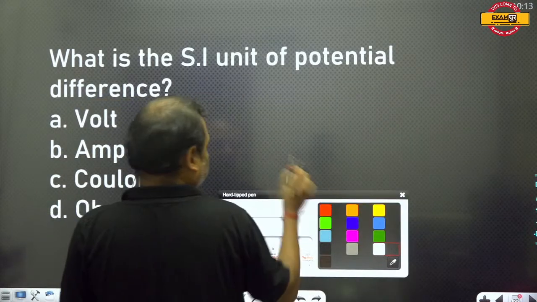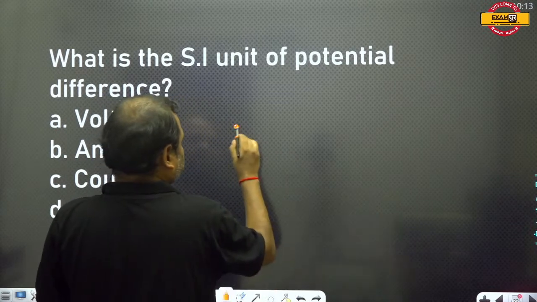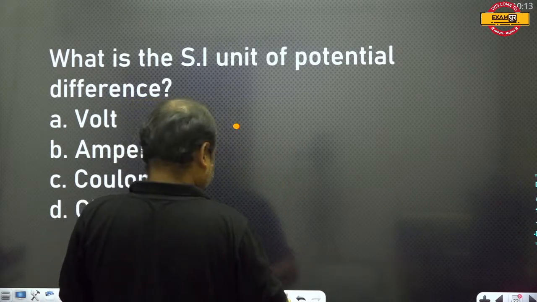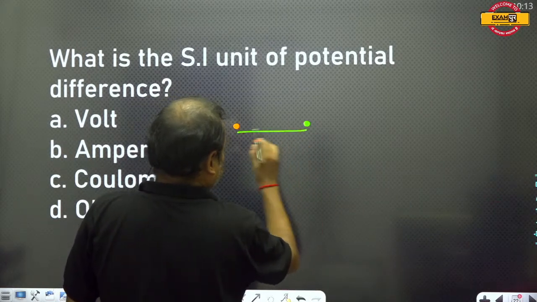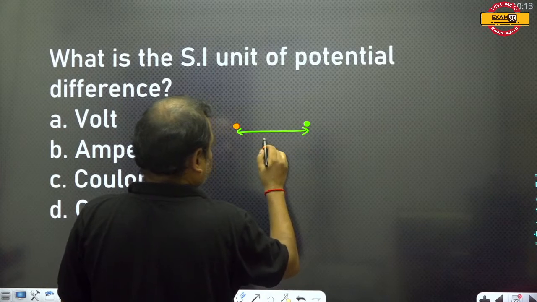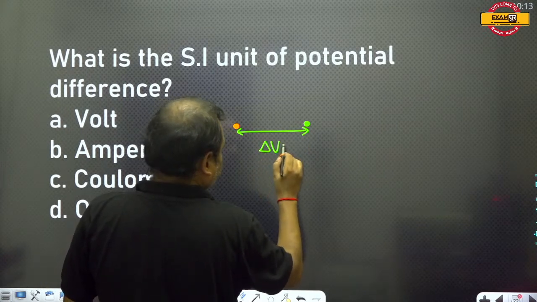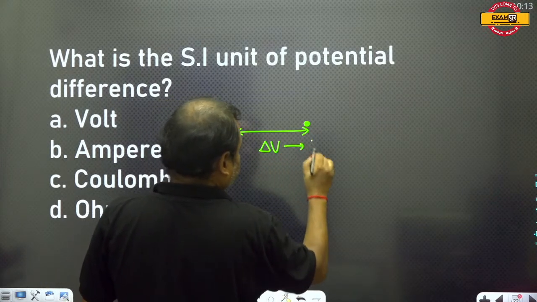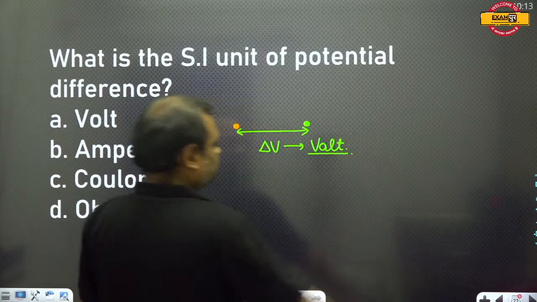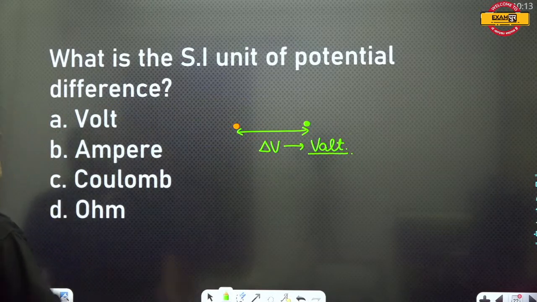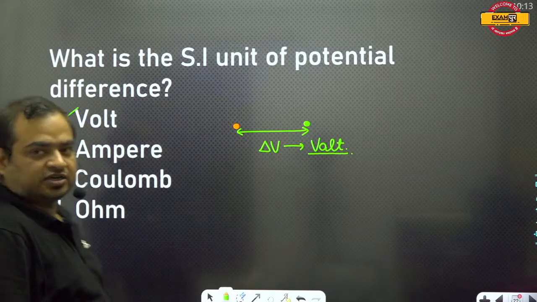Okay, so don't worry about that. The potential difference between the potential of these two points is written as delta V. The unit is volt. So this is the correct answer.